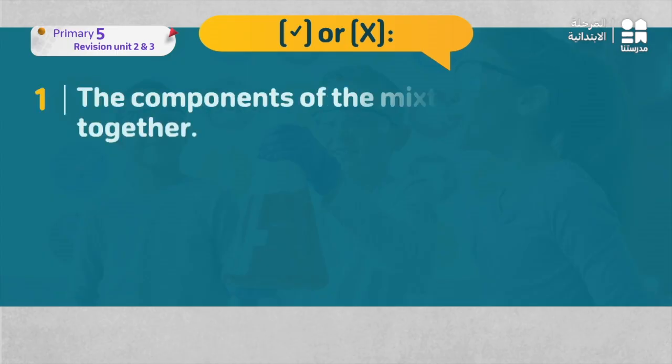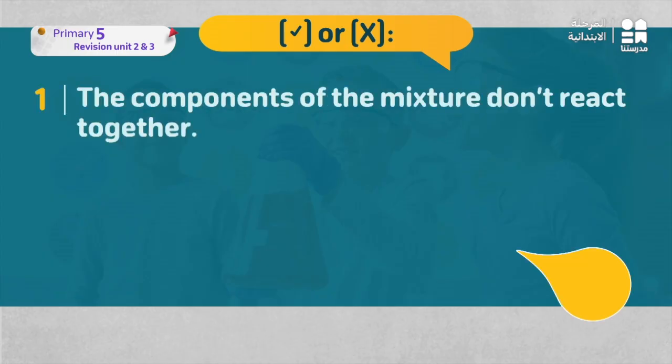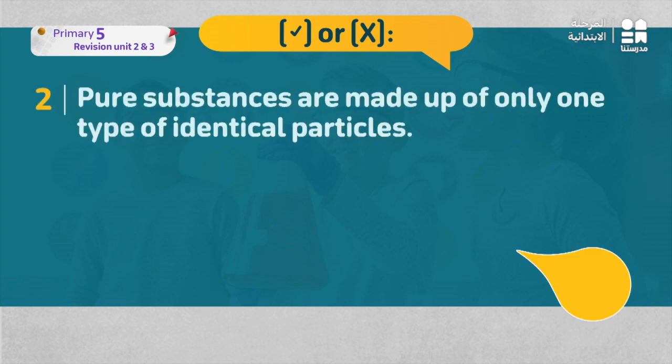Okay, now let's take another question which is right or wrong. Number 1. The components of the mixture don't react together. Yes, they don't react together, so we can separate them easily. We can separate the mixture easily because they don't react together. So this sentence is true. Another question.